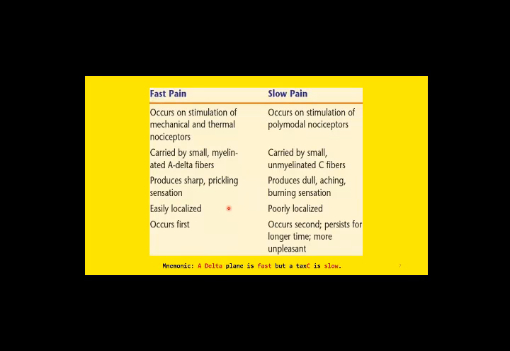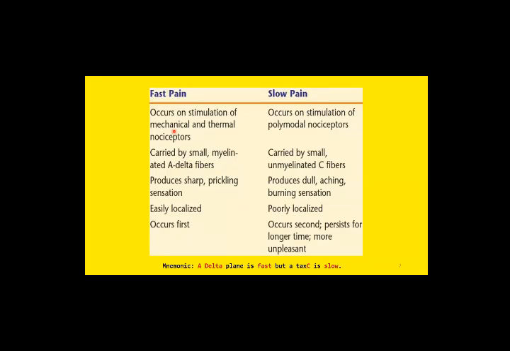These are the distinguishing features between the fast pain and slow pain. Fast pain, as the name indicates, is of acute onset, immediate pain or first pain or initial pain. Slow pain is of delayed onset. That is why it is also known as chronic pain or delayed or second pain.